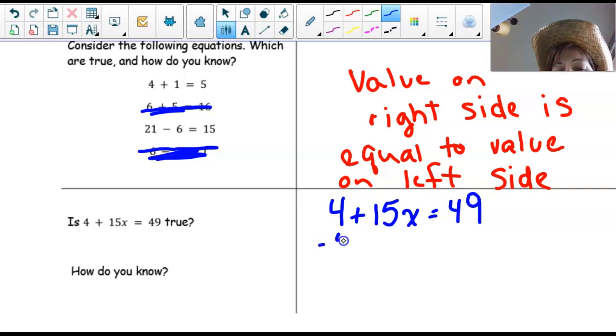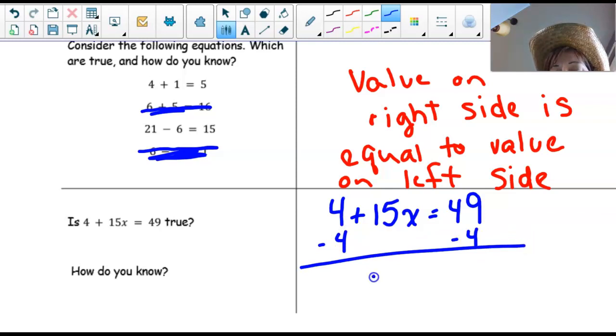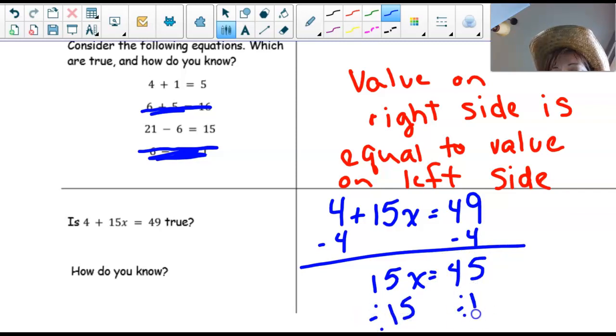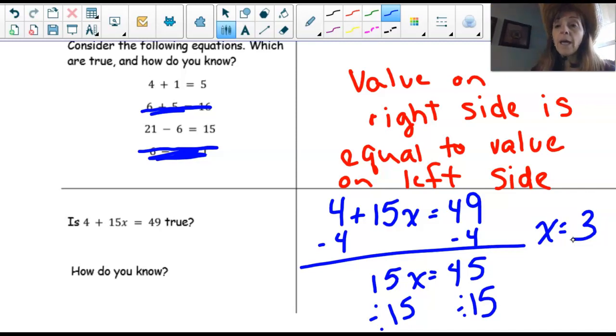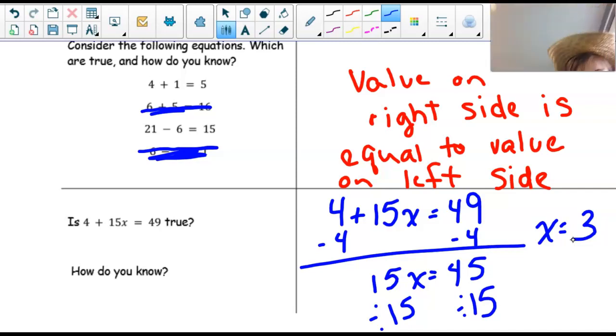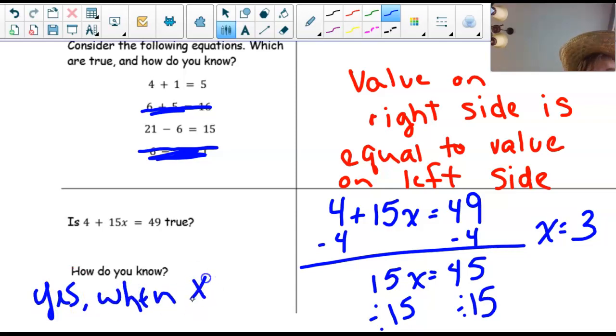We're going to get rid of that 4, and then we're going to divide by 15. So x is equal to 3. So the answer to this question is, yes, that's true, only when x is equal to 3. And that's a fallacy. Let's look at the next one.